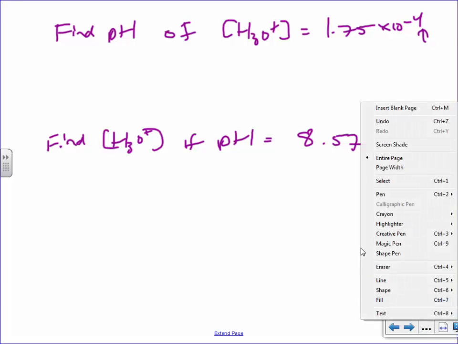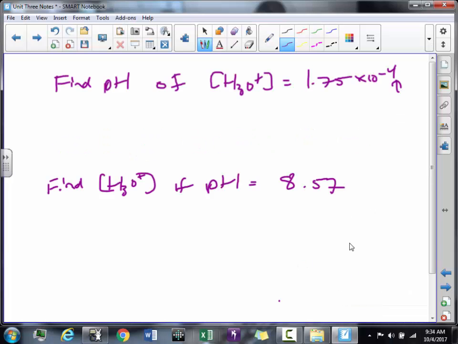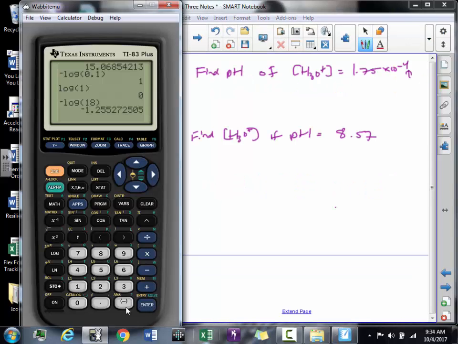So then to test it, to find that pH, you go negative log of 1.75 times 10 to the power of negative 4.